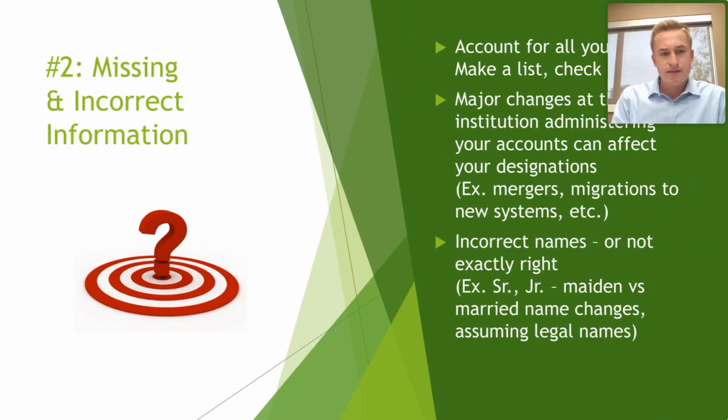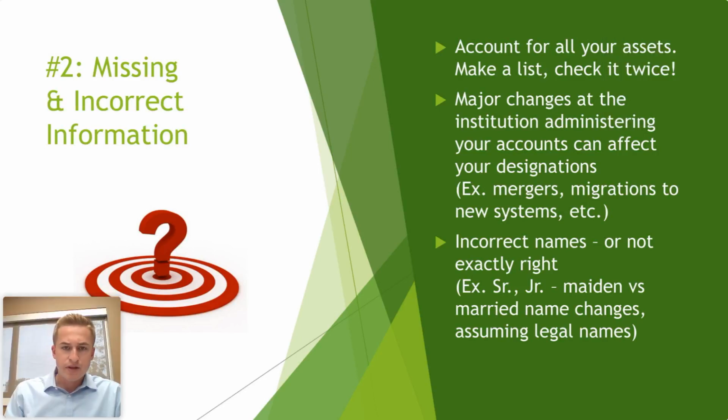The second item here is to double check on missing and incorrect information. It's important that everything's checked twice. As far as spellings, it's very important that the beneficiaries' names are spelled correctly. In some situations, you'll be working with someone who might be a senior or a junior. It's important to double check that, and name changes.